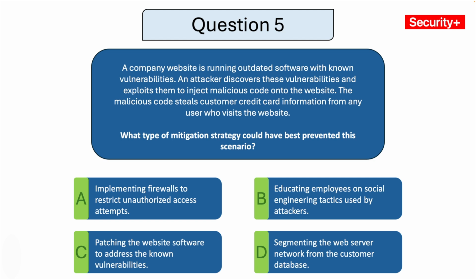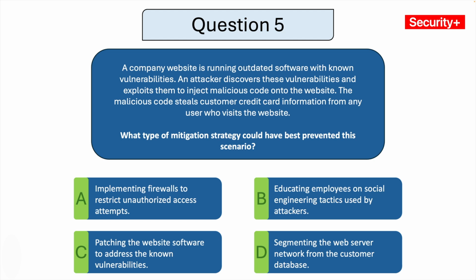All right, so I would say this is a simple one. Don't think too hard on this question. You just have to ask yourself, how did the attacker exploit the website? And in the scenario, it actually tells you: by discovering and taking advantage of known vulnerabilities. So the keyword there is known vulnerabilities. What would have been a great way to mitigate these known vulnerabilities? That would be simply patching the website software to address the known vulnerabilities.